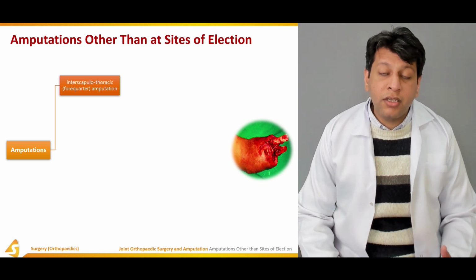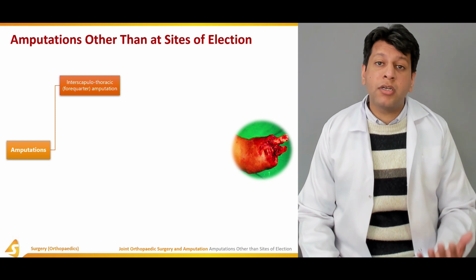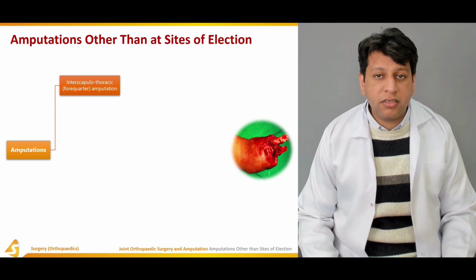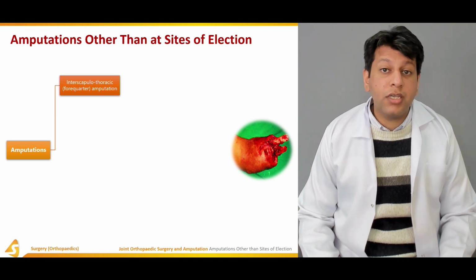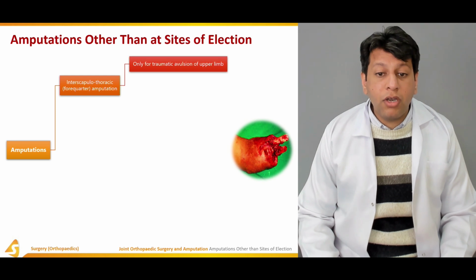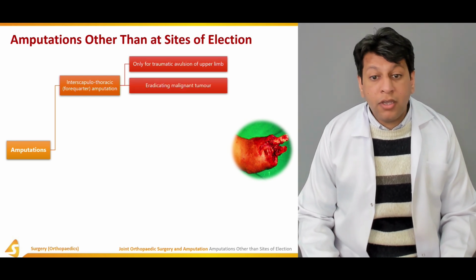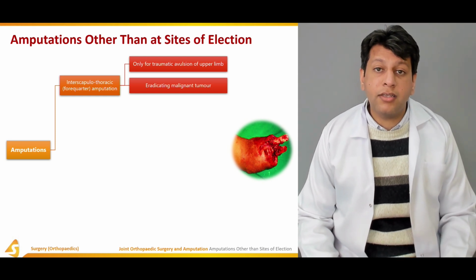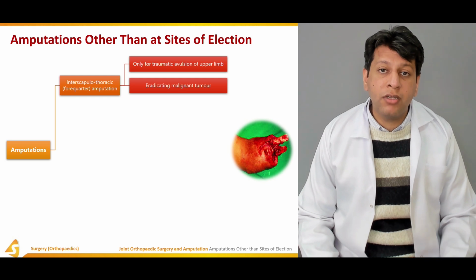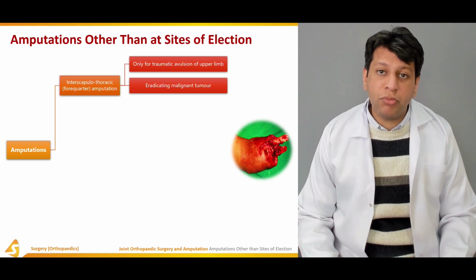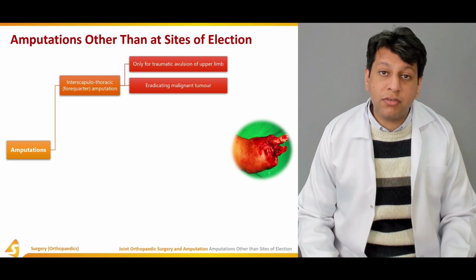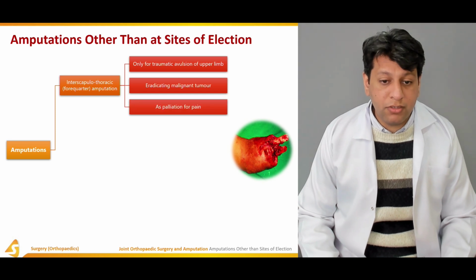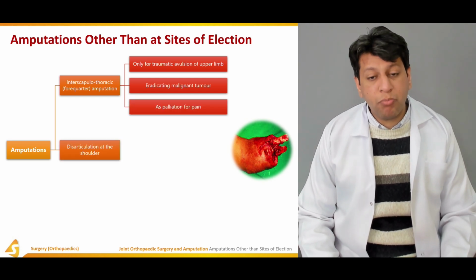Although it's rarely done, unless, for example, a patient has synovial sarcoma of the scapula, and it may have progressed into a large mass, then we probably require this kind of surgery only in that indication. Only for traumatic avulsion of the upper limb or eradicating a malignant tumor. As I just told you, if a child has some kind of a synovial sarcoma of the scapula, this could grow into a massive tumor, and probably we require this kind of extensive surgery to save the life of the patient rather than the limb of the patient, or as a palliation for pain.